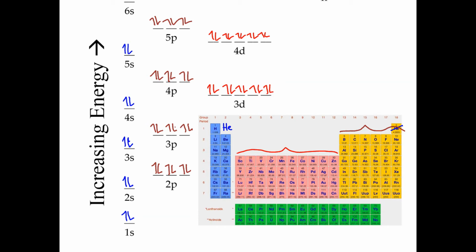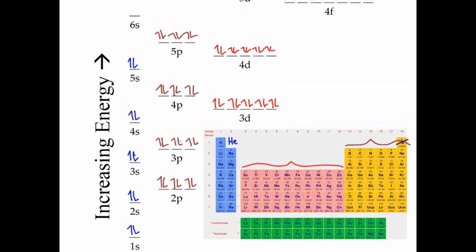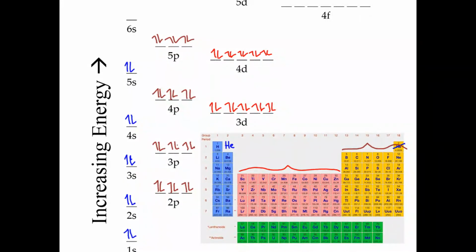So 6s is going to be where cesium puts its last electron. You can see the pattern developing here where the elements that are on the left side of the periodic table are always putting their electrons into s orbitals. So this is where you're going to put your two electrons for cesium and barium.